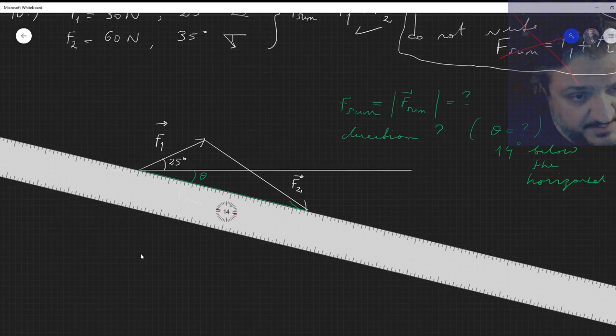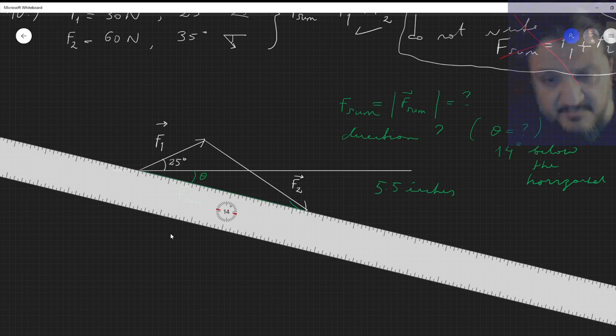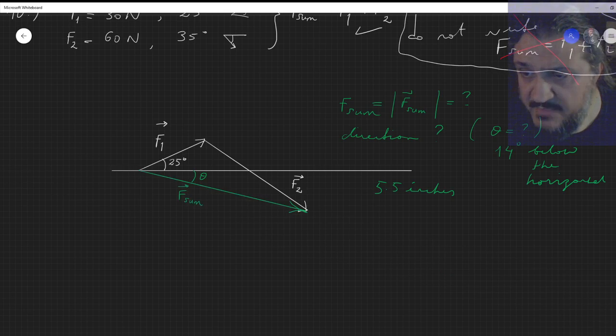Okay, so let's start from here and just count it. 1, 2, 3, 4, 5, 5.5. Okay, so the length is 5.5 inches. Right, let's do it again. 1, 2, 3, 4, 5. Very close to 5.5 inches. Alright, let's get rid of the ruler.